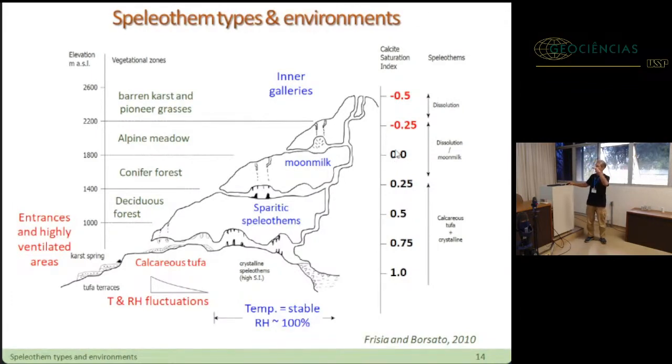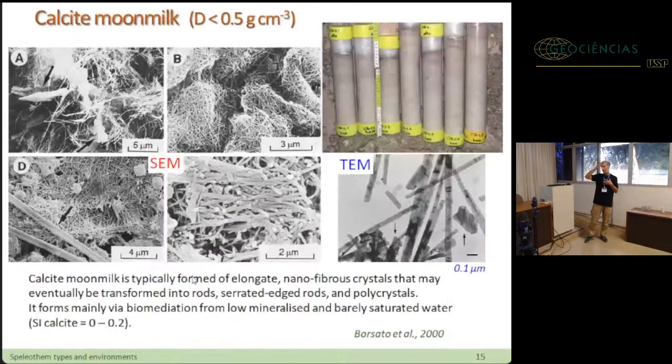Then, if we move down and we increase the mean annual temperature, in the inner part of the cave, with less ventilation and stable temperature and relative humidity, we have our speleothem. When we have higher ventilation and higher energy, we can have calcareous tufa, especially near the cave entrances or when we have a high flow of water. And this is how they look.